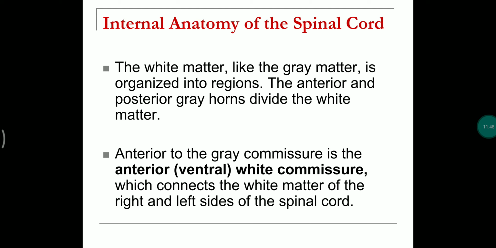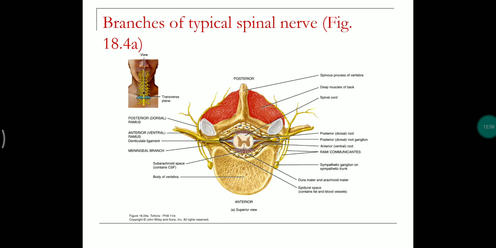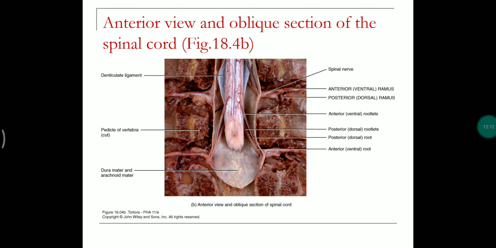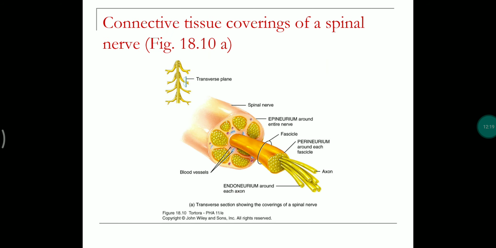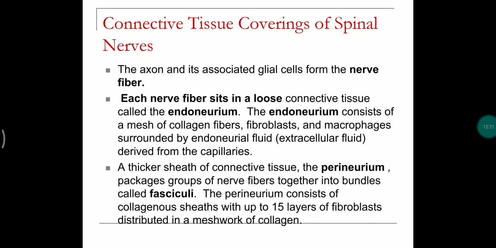Internal anatomy of the spinal cord: the white matter, like the gray matter, is organized into regions. The region anterior to the gray matter is called the white commissure, which connects the white matter of both the left and right sides of the spinal cord. Here is the exact histology, how it looks in a human body. Coming to the connective tissues covering the spinal nerves.